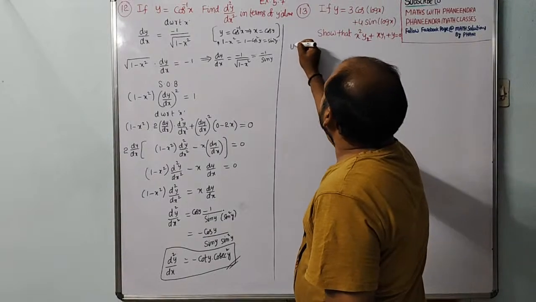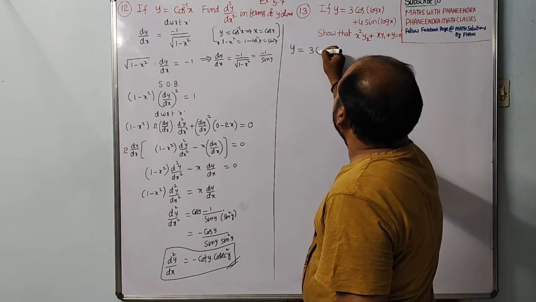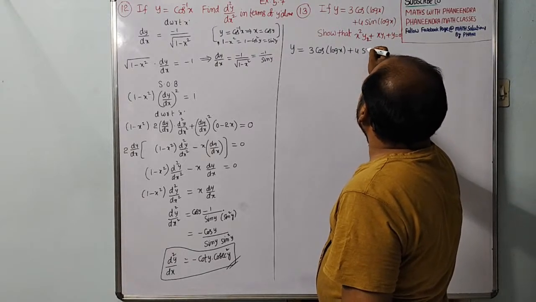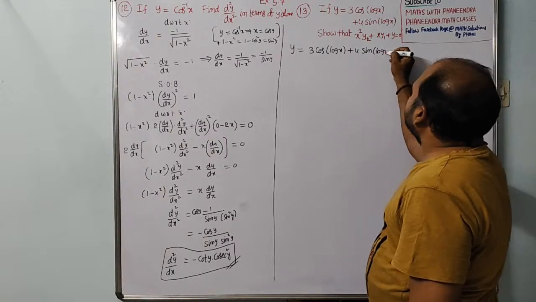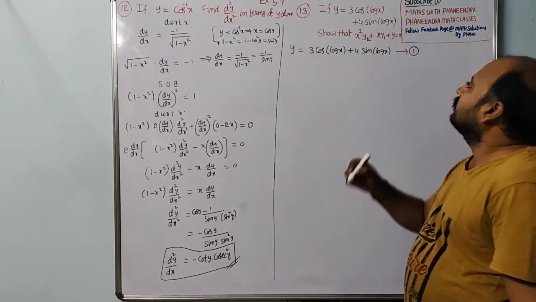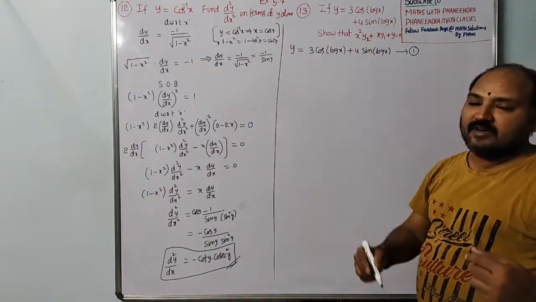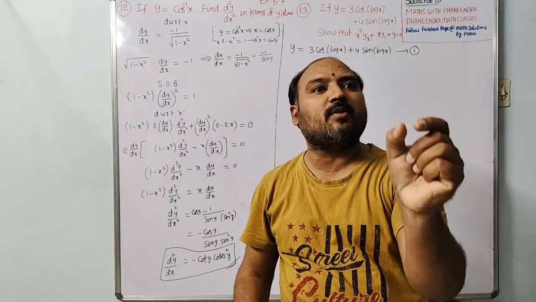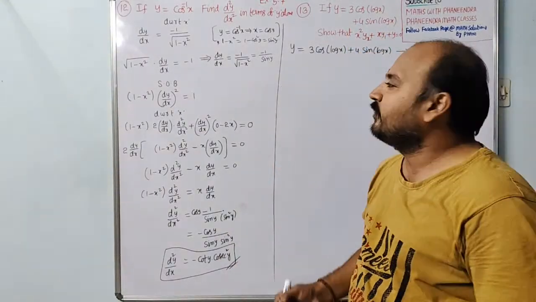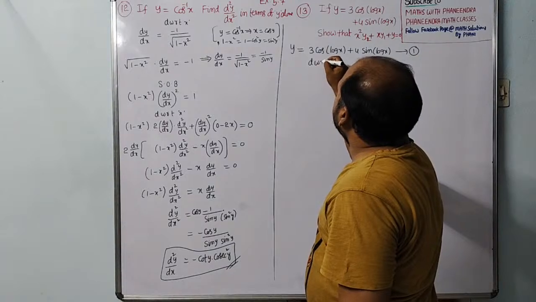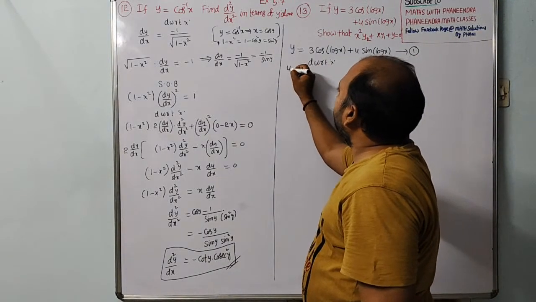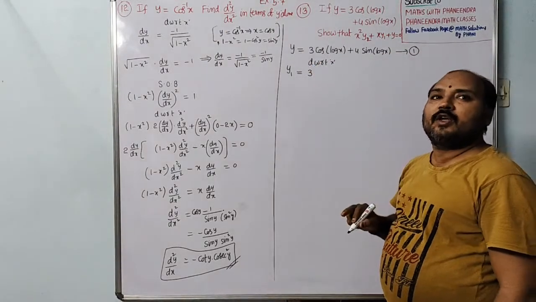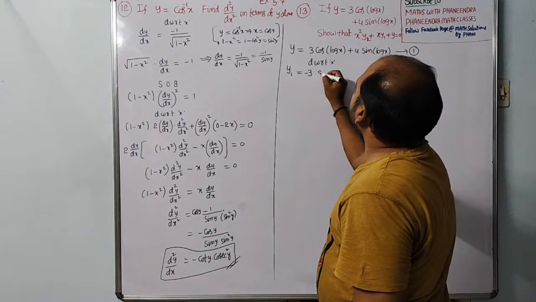Here the question is y equal to 3 cos of log x plus 4 sin of log x. Keep it as equation number 1. In terms of y2, y1 is given. So in place of dy by dx I am writing y1, and in place of d square y by dx square I am writing y2. So differentiate with respect to x. The y derivative is y1. 3 into d by dx of cos of log x, minus sin of log x.